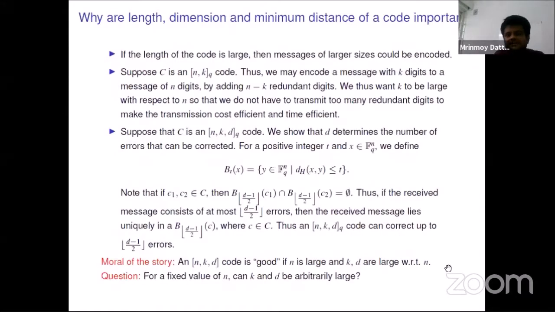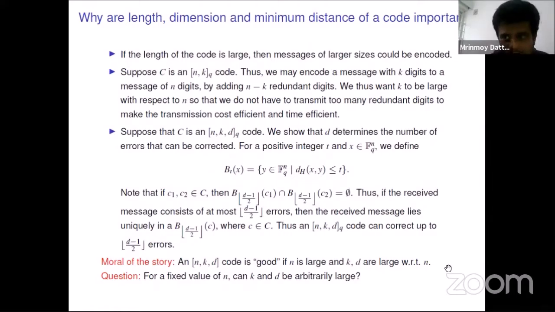Now the question is, when we define a code, we mention the length, the dimension, and also the minimum distance of the code in its definition itself. Why are these three parameters so important? The first is length. If the length of a code is very small, then you cannot encode large messages into this code. So we need the code to have larger length.